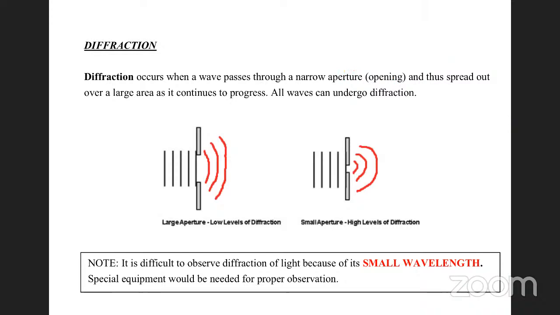So diffraction occurs when a wave passes through a narrow aperture or opening and thus spreads out over a large area as it continues to progress. All waves undergo diffraction. But what you will learn about diffraction is that the smaller the opening when compared to the wavelength, the greater is the diffraction. It is difficult to observe diffraction of light because of its small wavelength, so special equipment has to be used.